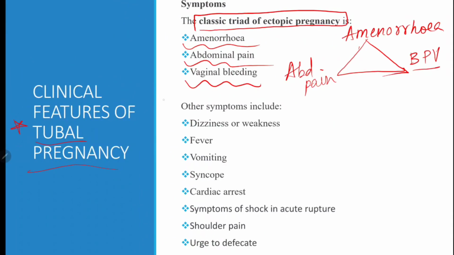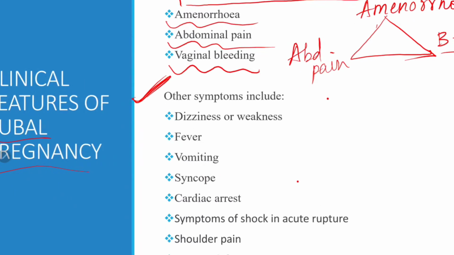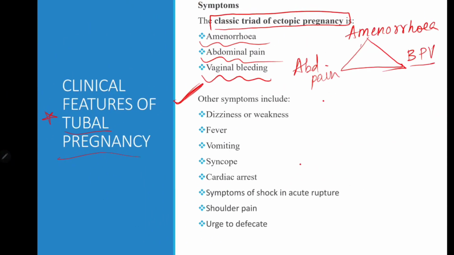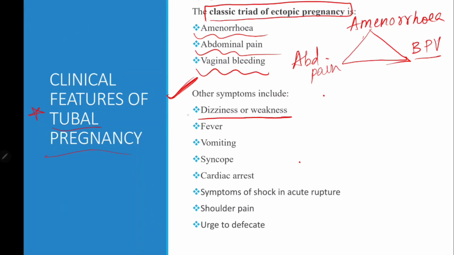Now there are other symptoms also which can be associated due to the rupture and abortive symptoms. If you look at the other symptoms, it can be dizziness or weakness, fever, vomiting. These are all general symptoms. Syncope, cardiac arrest, symptoms of shock in acute rupture, and shoulder pain. That too is a referred shoulder pain.